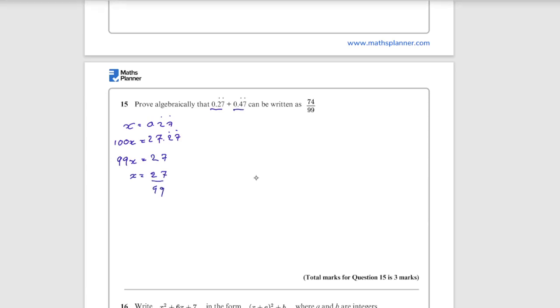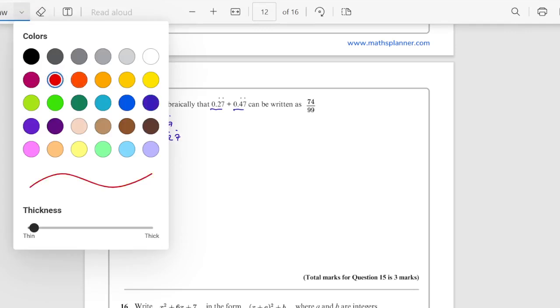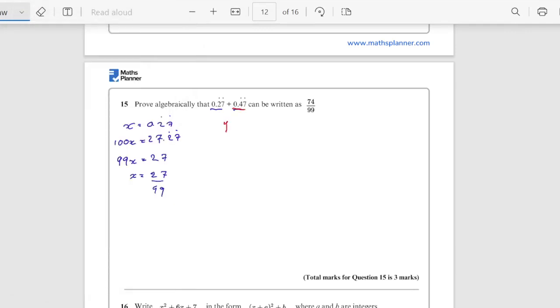And then the second one, let's change colour just to make it a little bit clearer. So for the second one, I'm going to call y 0.4 reoccurring, 7 reoccurring. So 100y is going to be equal to 47.4 reoccurring, 7 reoccurring. So 99y is going to be equal to 47, so y is going to be equal to 47 over 99.